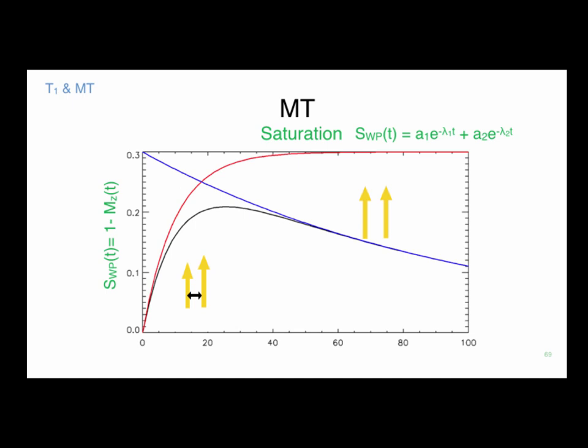So if you look at the saturation over time, the saturation of the water changes quickly because of the magnetization transfer out of the macromolecular pool, and then it decays again slowly to equilibrium with the T1.